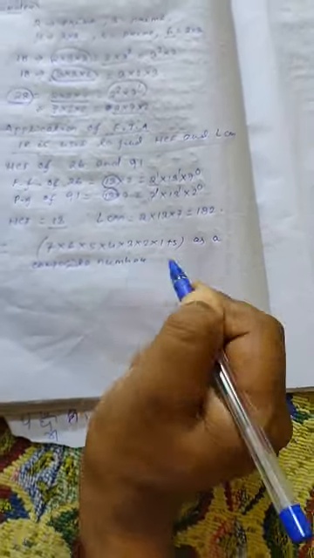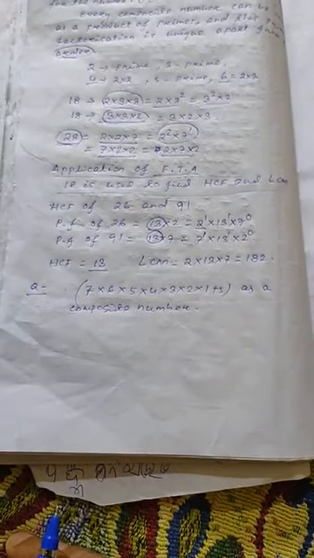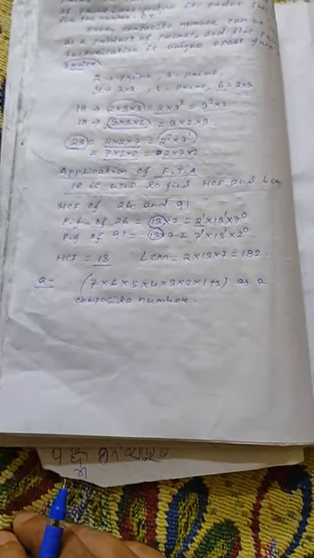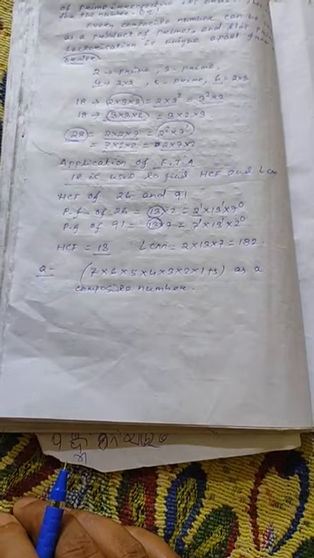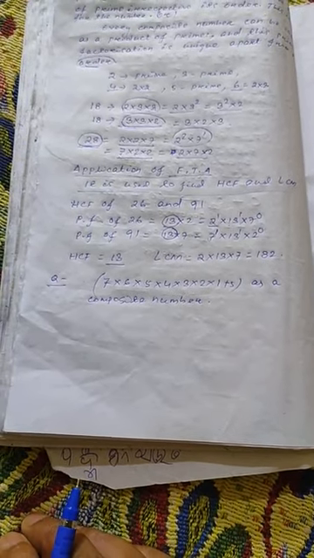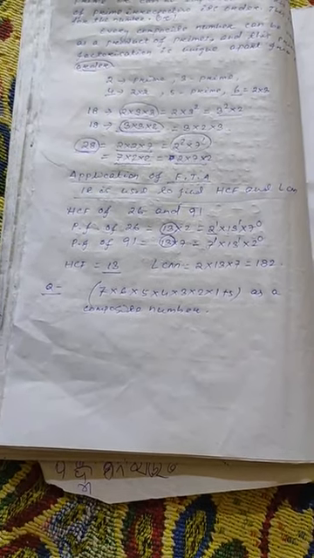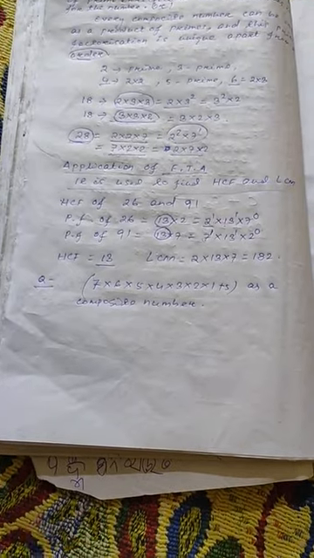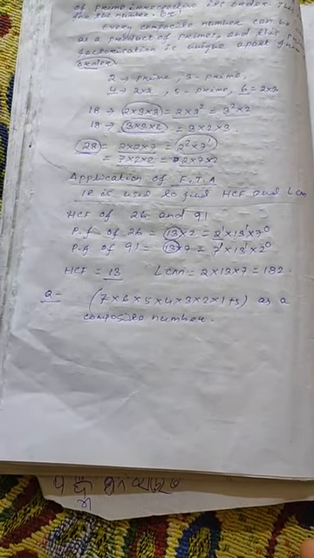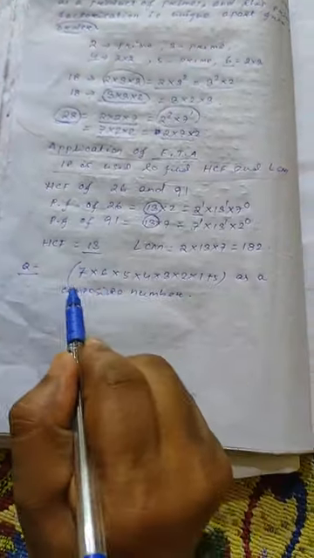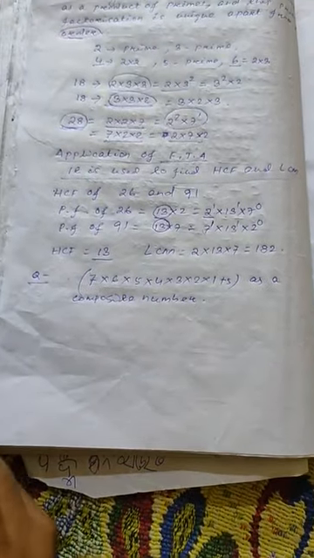What do you mean by composite number? The number which has more than 2 factors. That means a composite number has more than 2 factors, and a prime number is the number which has only 2 factors. The factors are the number itself and 1.